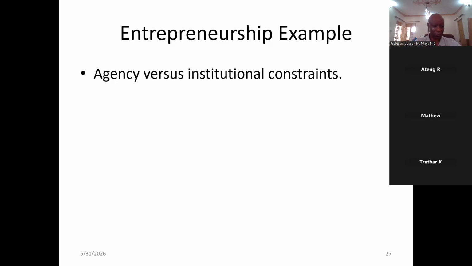Now, if we go into entrepreneurship, ladies and gentlemen, and I know this is something that all of us are aware of, whether we are from biology or chemistry or medicine, we know that entrepreneurial success, according to the traditional assumptions that have been laid before us by previous scholars, they talk about entrepreneurial success, right?